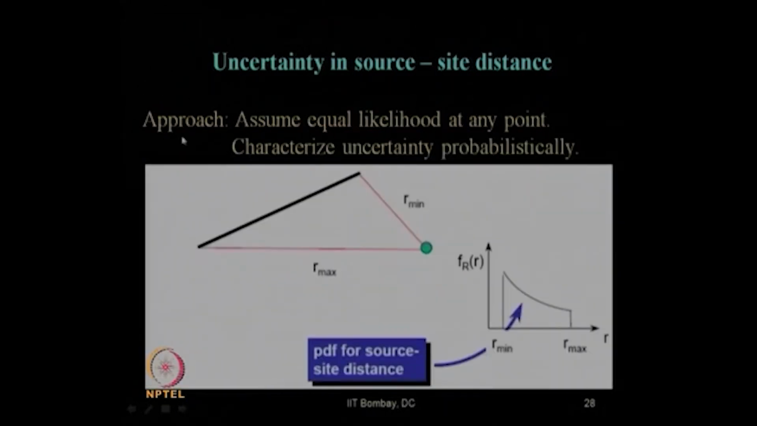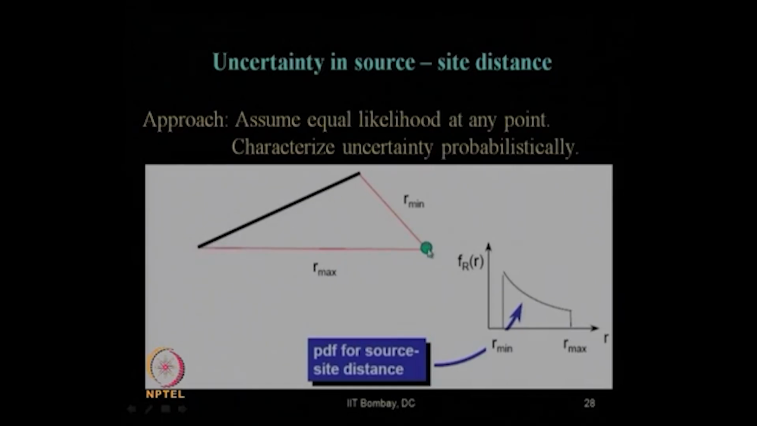So, the approach is like this. Assume equal likelihood at any point. Let us initially give equal chances of occurrence at each and every point, and characterize the uncertainty in a probabilistic way. How are we going to do this? Let us see. Suppose this is our fault length.